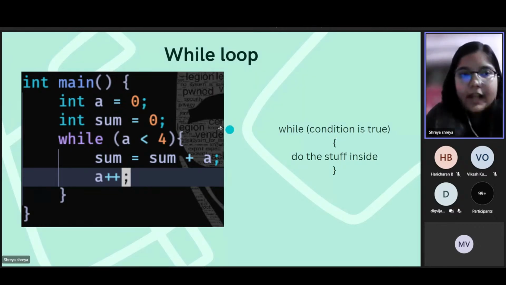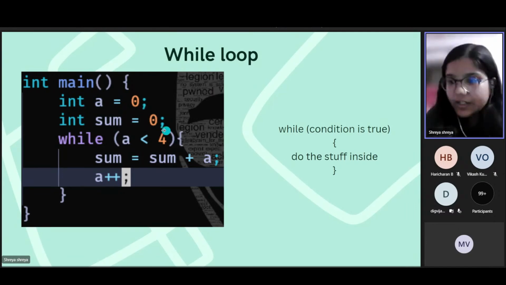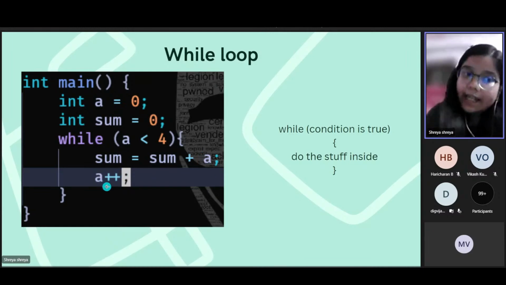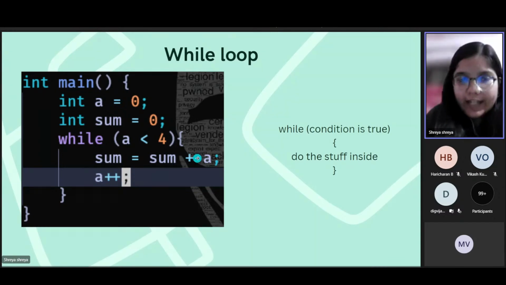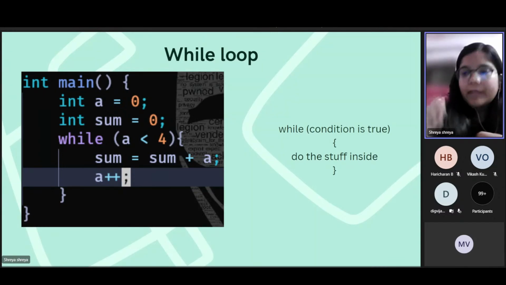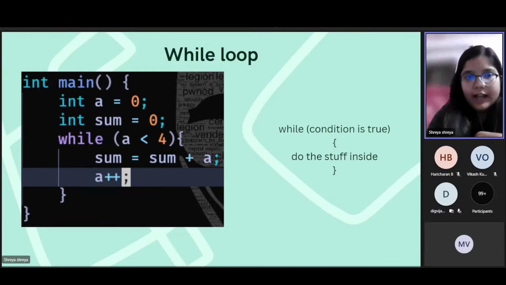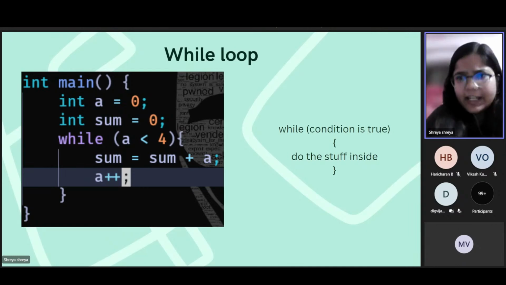So, for example, I have here a equals 0, sum equals 4. I write a particular condition that a is less than 4, and I write that sum equals sum plus a, meaning I am incrementing sum by a, and I'm incrementing a by 1. Every time I iterate through the loop, I am incrementing a by 1, until a is equal to 3, and then the loop terminates. The loop is over, and the final value of sum is whatever we get by incrementing by a.